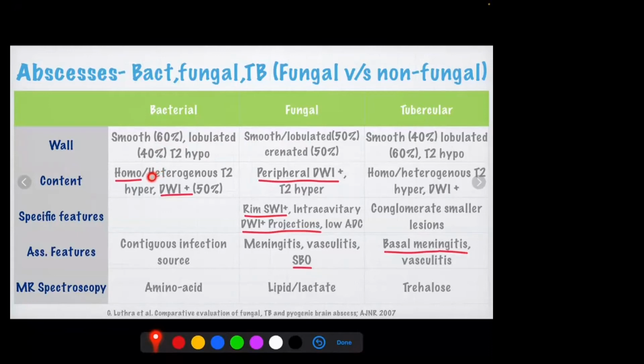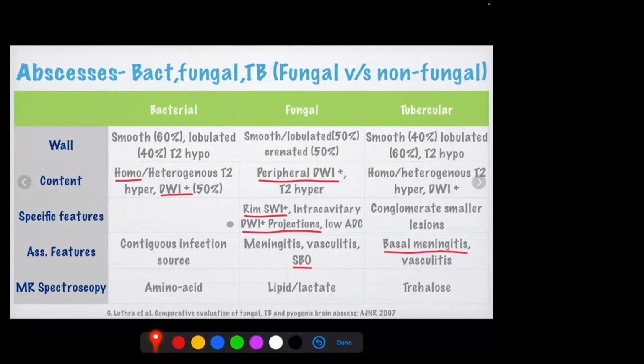The content, commonly, as I said, we would have diffusion restriction in a homogeneous way throughout the cavity in a bacterial abscess, which is only in 50% of the time. 50% of the time it would be heterogeneously diffusion restricting throughout the cavity, but it is still different from the pattern of peripheral diffusion restriction only. I hope this makes sense: it can be homogeneous or heterogeneous, but throughout the cavity in bacterial and tubercular, and it is commonly only peripheral restricting in case of a fungal abscess.